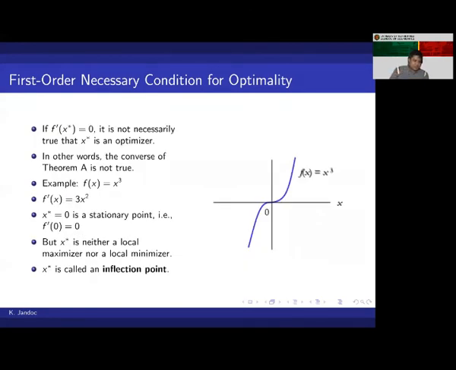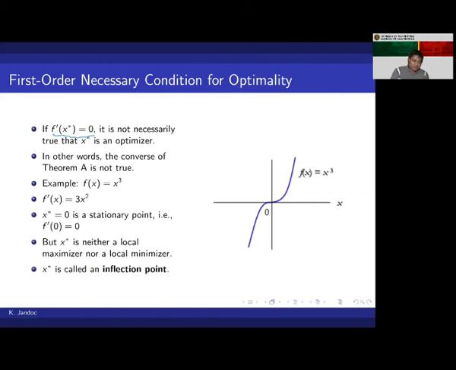Another caveat of the theorem that we had earlier is that the theorem doesn't say that if x star is a stationary point, meaning that x star satisfies this, it necessarily means that it is an optimizer. So the converse is not true. If you find stationary points, it's not automatic that they are optimizers.